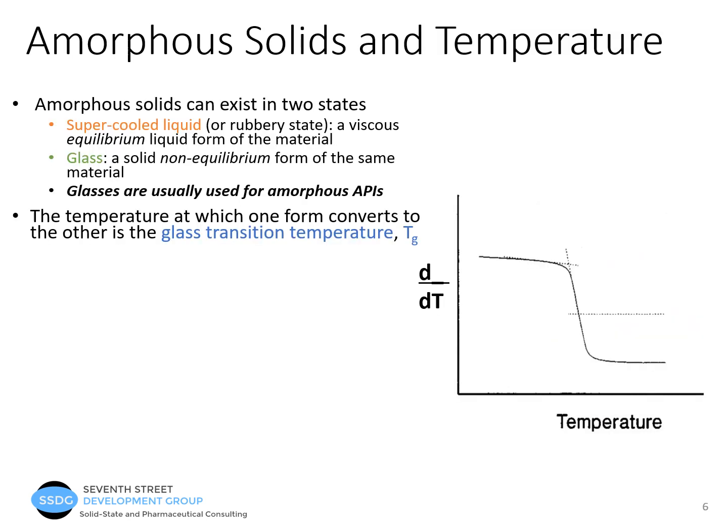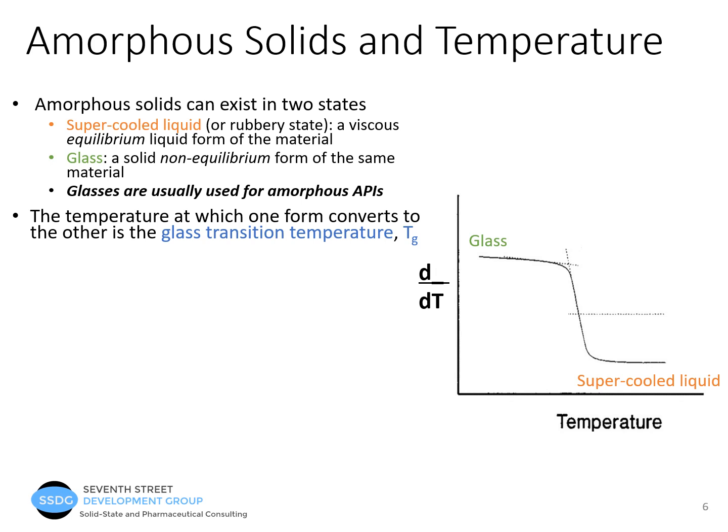So let's talk about the thermal aspects of amorphous materials. Amorphous solids can exist in two states: a supercooled liquid, also known as the rubbery state in the polymer literature, which is a viscous equilibrium liquid form of the material. As we cool this material down, you can form a glass at lower temperatures, which is a solid non-equilibrium form of the same material. So supercooled liquid is equilibrium, glass is not in equilibrium.